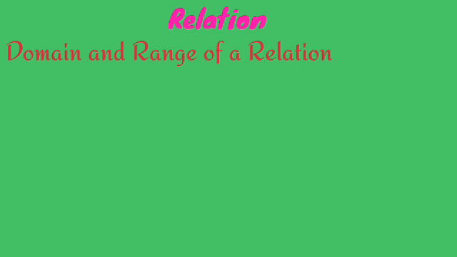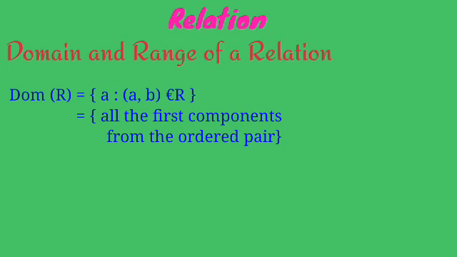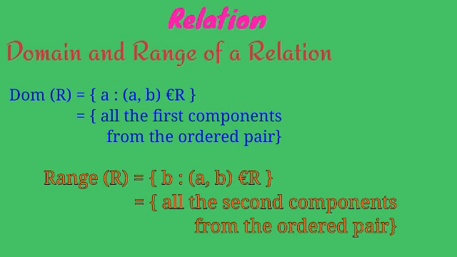Next concept is domain and range of a relation. Domain is the collection of all first components of the ordered pairs that belong to R, and range is the collection of all the second components of the ordered pairs that belong to that R. That is the range.